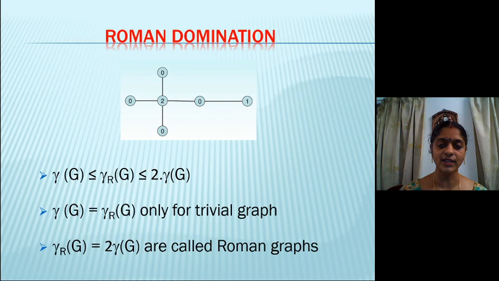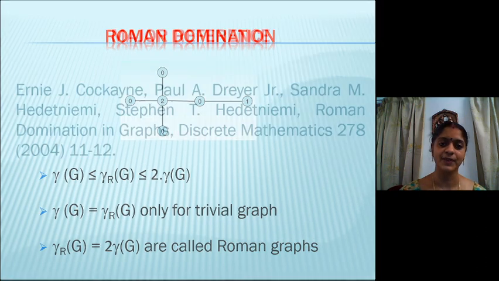The lower bound, that is gamma R of G equal to gamma of G, is attained only by the trivial graphs. That is, graphs which have only vertices and no edges. And the graphs which attain the upper bound are called Roman graphs.